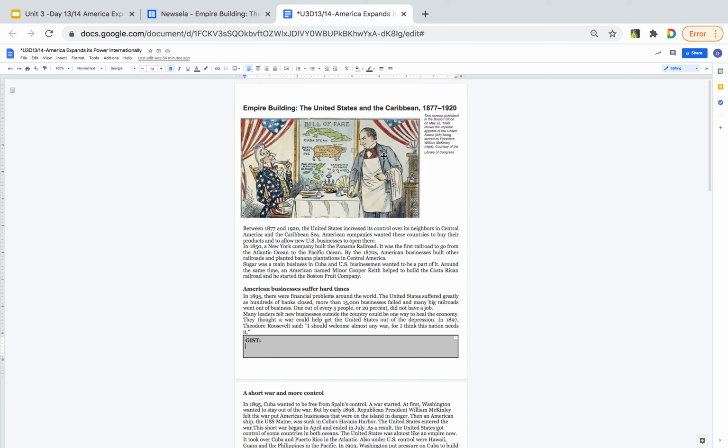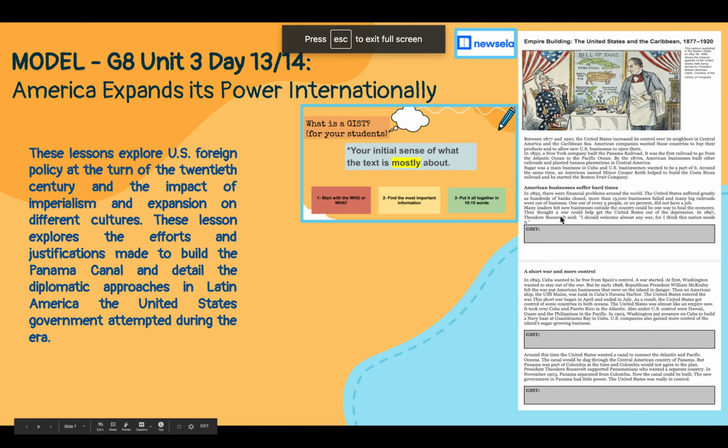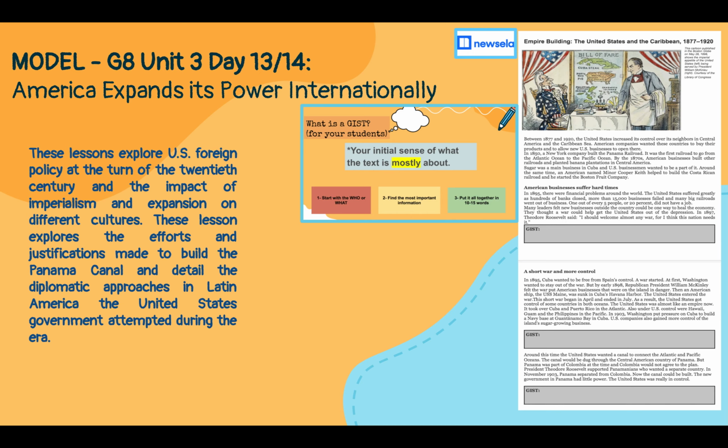There's also a political cartoon available in the article that you can analyze prior to starting the reading, especially since this skill is part of the lesson objective. So for day 13 and 14, these lessons explore U.S. foreign policy at the turn of the 20th century and the impact of imperialism and expansion on different cultures. This article here helps the students supplement their understanding of these events in a more accessible way.